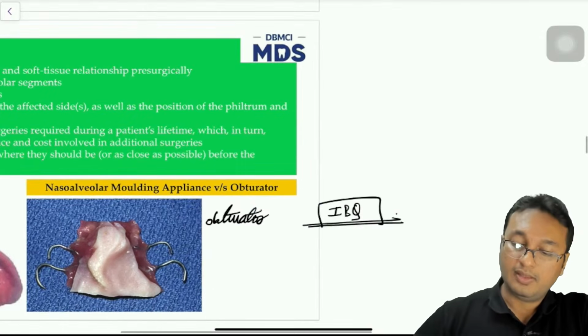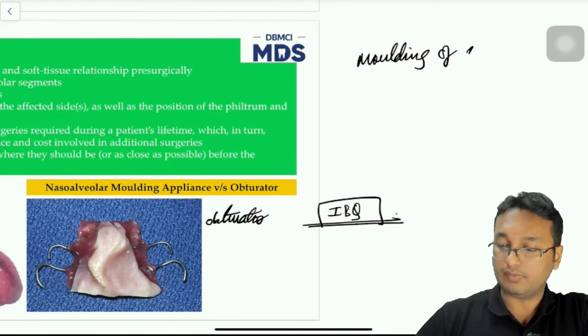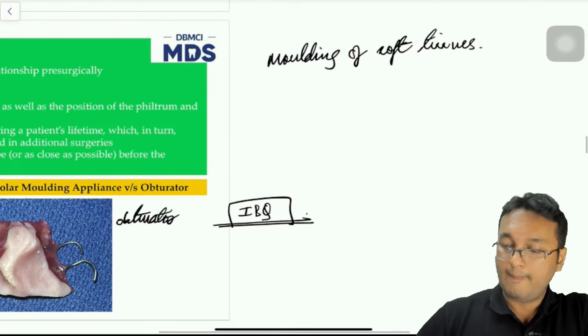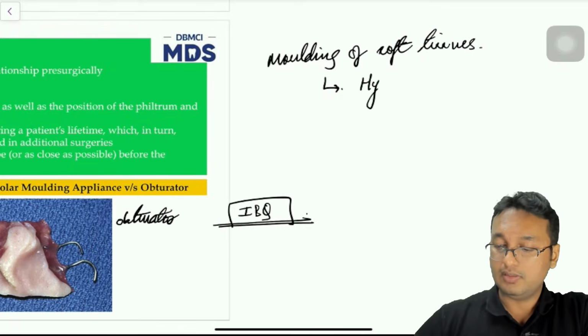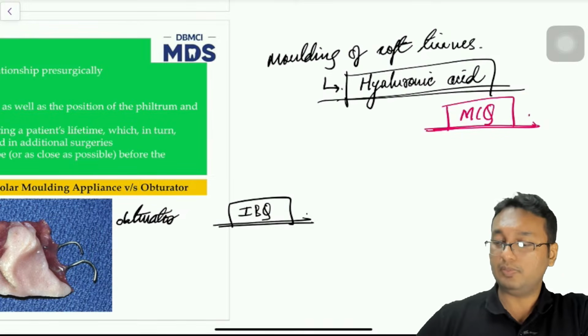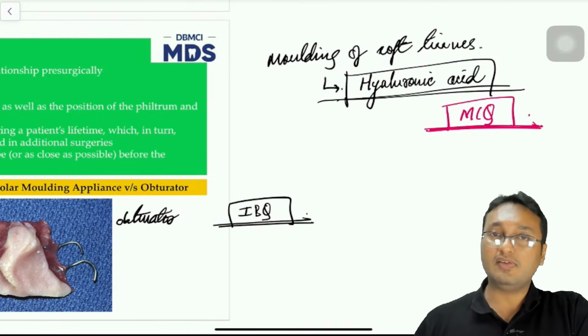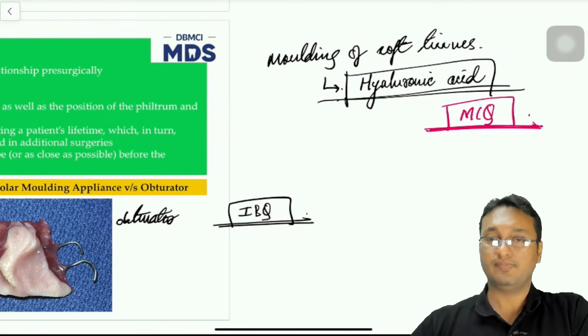As I just said, this appliance helps in molding of the soft tissues. And this molding of the soft tissues is made possible only because of presence of ground substance called hyaluronic acid. This is important. You have one more MCQ. So the molding of the soft tissues is possible only because of excessive quantity of hyaluronic acid present within the infant's tissues. Okay?